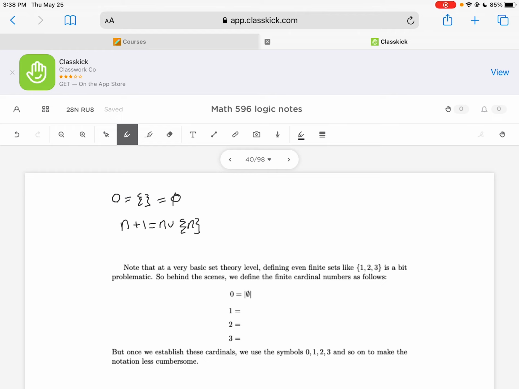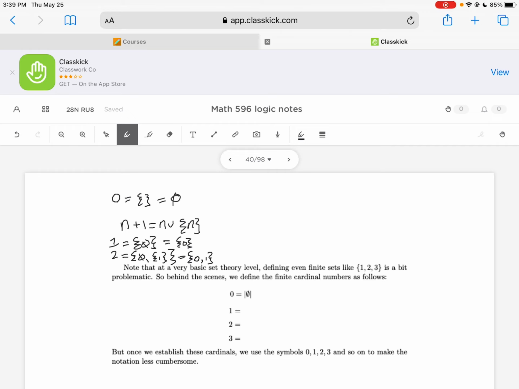And so that would give us something like, well, 0 is equal to the empty set, 1 is equal to the set containing the empty set, 2 would be equal to the set containing the empty set as well as the set containing the empty set, right? Because that's sort of like saying this is like the set containing 0, and this is the set containing 0 and 1, and so on.